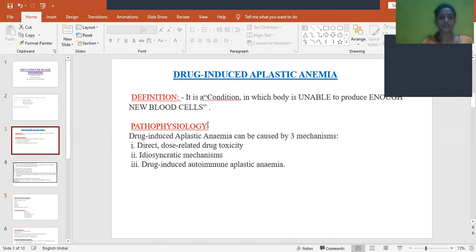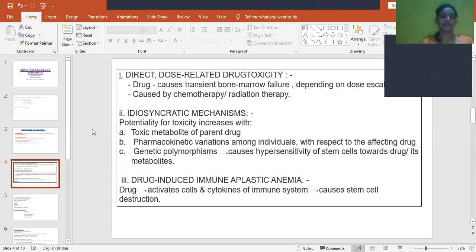So pathophysiology includes three mechanisms: direct dose-related, idiosyncratic, and drug-induced autoimmune aplastic anemia. In direct dose-related, it depends mainly on the dose, and in idiosyncratic, it will be dependent on whatever the toxic metabolite is, and the other is pharmacokinetic variations among individuals, genetic polymorphism. So these are the reasons for idiosyncratic.